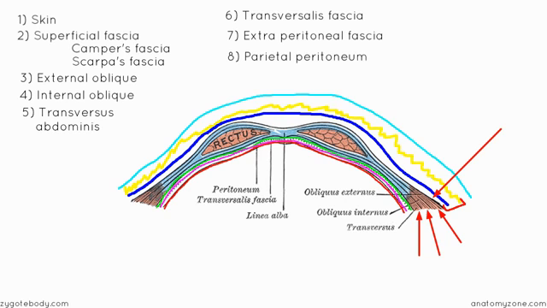So those are the layers of the abdominal wall. You've got the skin, the superficial fascia consisting of Camper's and Scarpa's fascia, so fatty and membranous fascia. And then you've got the three muscles, the external and internal obliques, and the transversus abdominis muscle. And then you've got the transversalis fascia, which lies immediately below these muscles. And then you've got the extraperitoneal fascia, and below that you've got the parietal peritoneum.